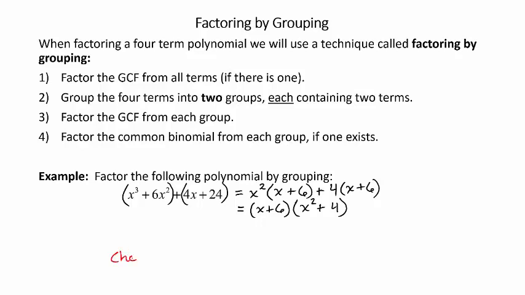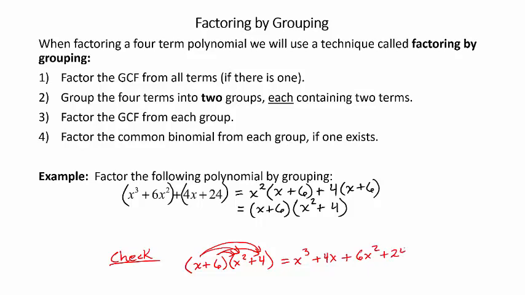Now, let's check it. If we FOIL this, x plus 6 times the quantity x squared plus 4, I'm going to have x times x squared, which is x cubed, x times 4, which is 4x, 6 times x squared, which is 6x squared, and 6 times 4, which is 24.